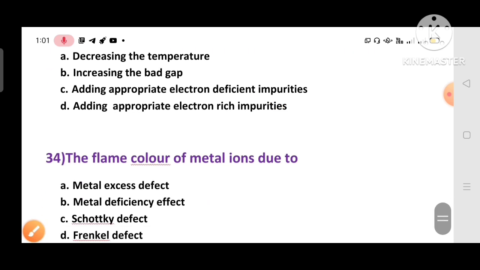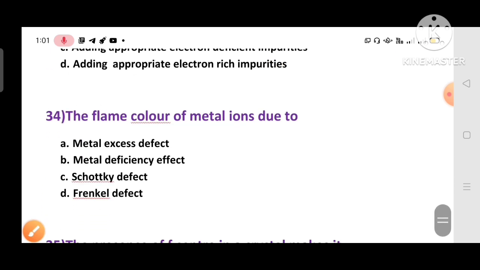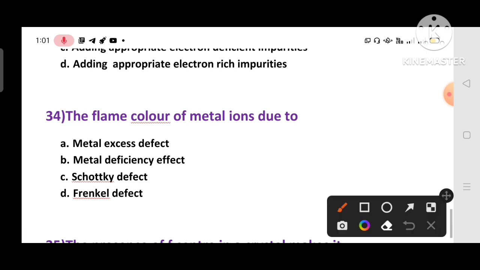Next question. The flame color of the metal ions is due to option A, metal excess defect, option B, metal deficiency defect, option C, Schottky defect, option D, Frenkel defect, and the right answer is option A, metal excess defect.